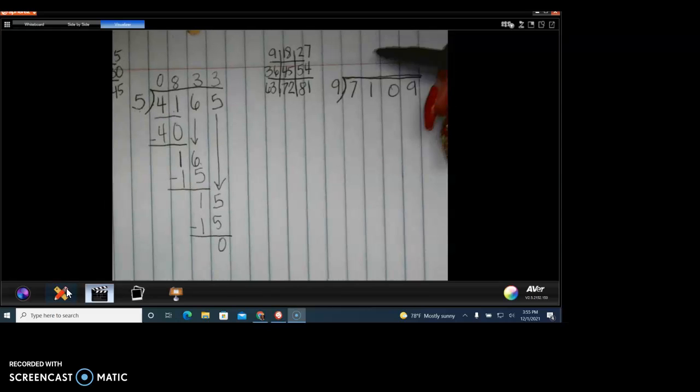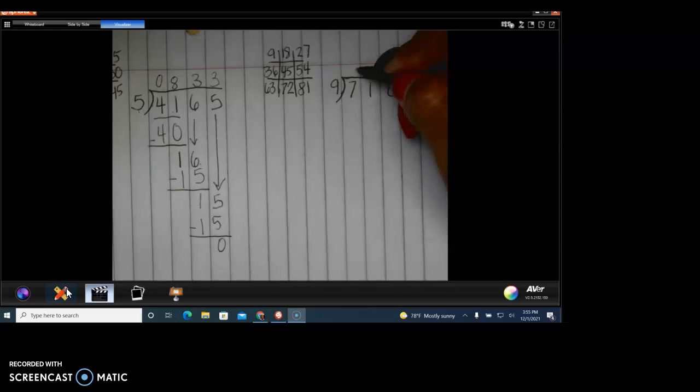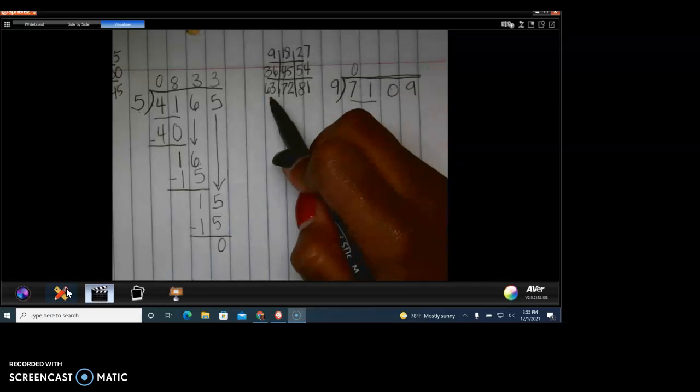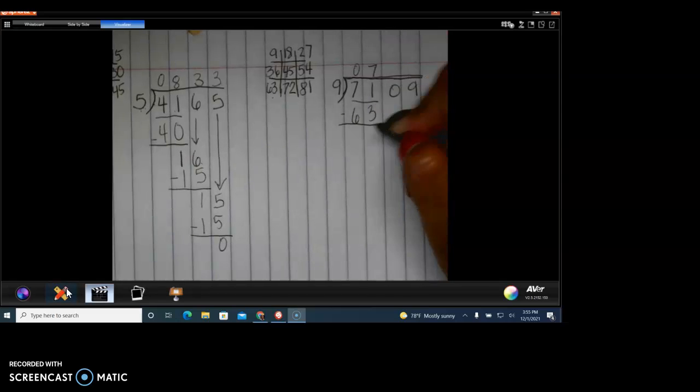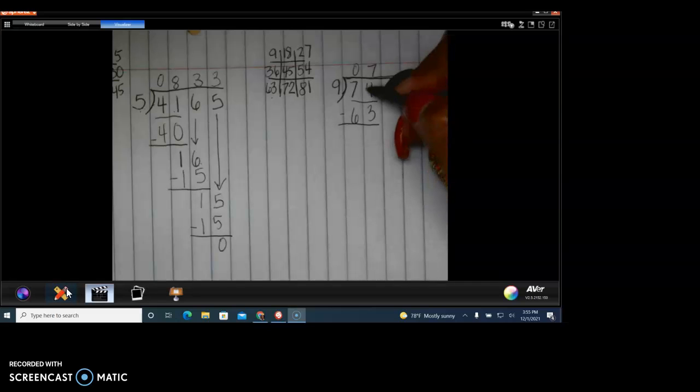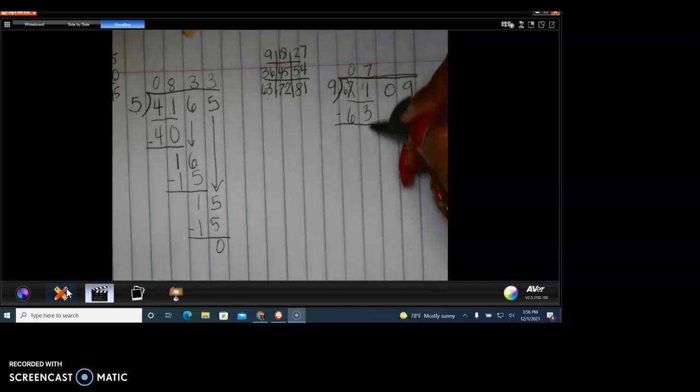Okay, sorry. Here's my multiples. 9 goes into 7? No. But it can go into 71. How many times? 7 times without going over. 63 is what 7 times 9 is. I do my regrouping here. I subtract, I get 8. We know that 6 minus 6 is 0.